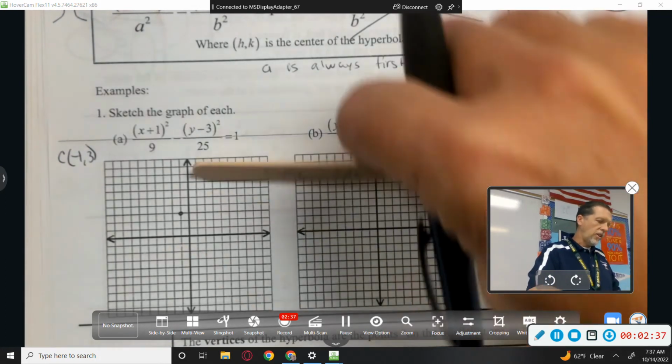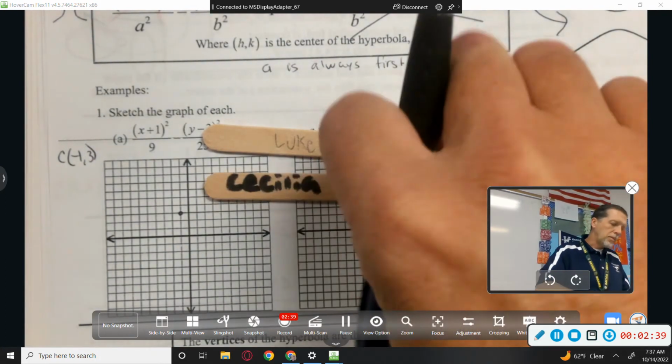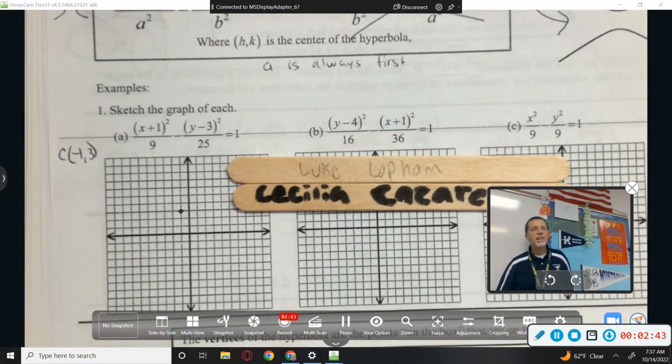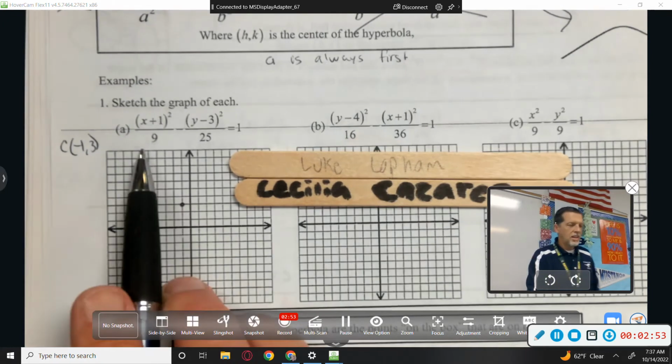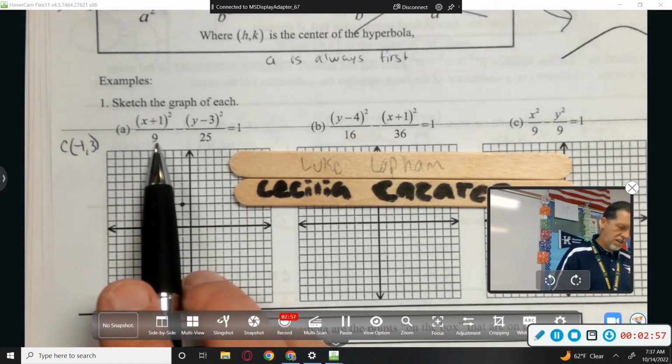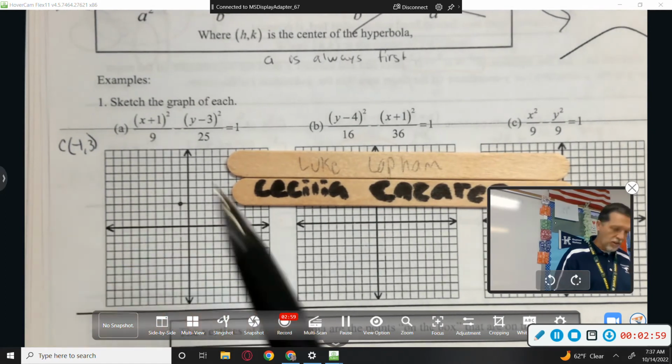Look at this, our very first hyperbola, and I'm already pulling popsicle sticks. Luke, what do you think we do with that 9? Well, it's not first, so bet you make it a 3. Okay, and then what do I do with the 3? You're right. Well, does it matter? Do you still go left and right with it? Mm-hmm. It's under X, so I'll go left and right 3.